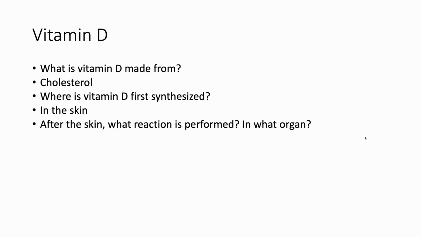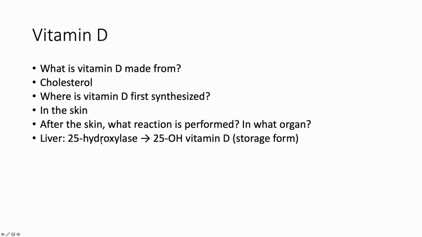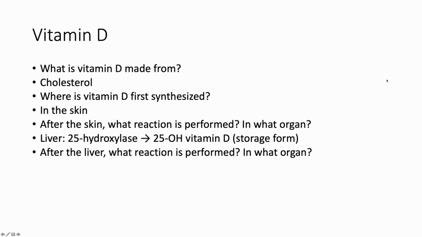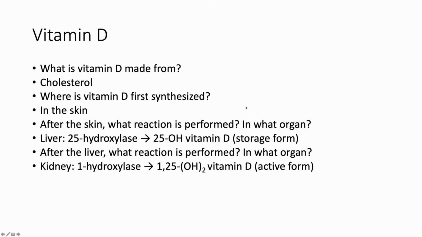So you just supplement, you just treat empirically. Okay, so in the liver, you have 25-hydroxylase, which adds the 25-hydroxyl group. And then after the liver, where does it go and what happens? After the liver, it goes to the kidneys where it's hydroxylated a second time by 1-alpha-hydroxylase. Yeah, perfect. So 25-hydroxylase adds a hydroxyl group to the 25-carbon, so that's where you get 25-hydroxyl vitamin D. 1-hydroxylase, as the name suggests, adds a hydroxyl group to the 1-carbon, right? So you end up having 1,25-dihydroxyl vitamin D. Yeah, perfect.